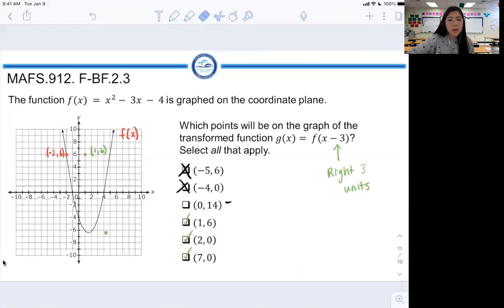We're trying to see if 0, comma 14 is correct. 0, comma 14 would be the what of that function? This would be the what of that function? 0, comma 14, that's a special point. That is the what?